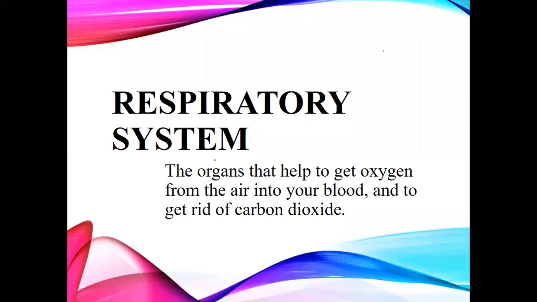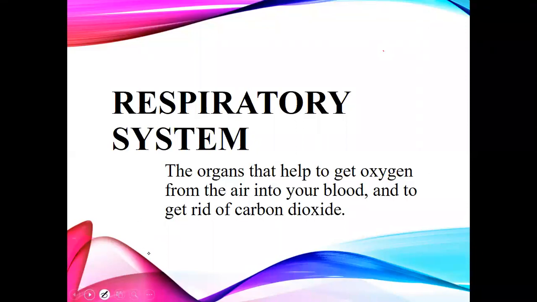Respiratory system. The organs that help to get oxygen from the air into your body, into the blood, and to get rid of carbon dioxide are called the respiratory system. The meaning of this word is the system that plays a role in getting oxygen into your body and getting rid of carbon dioxide, which is a waste material.